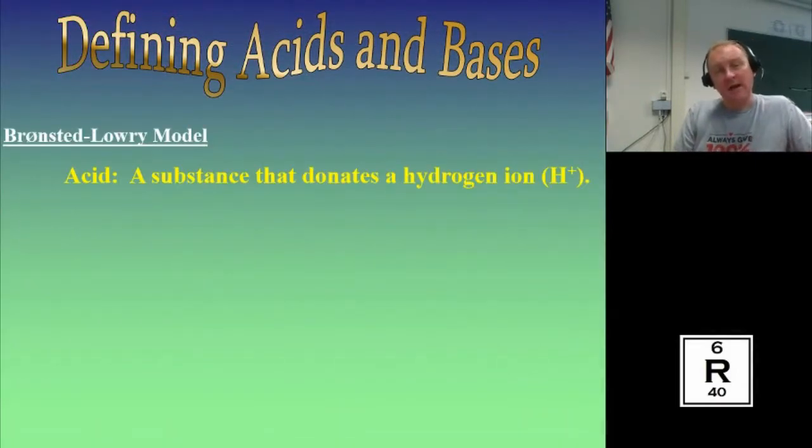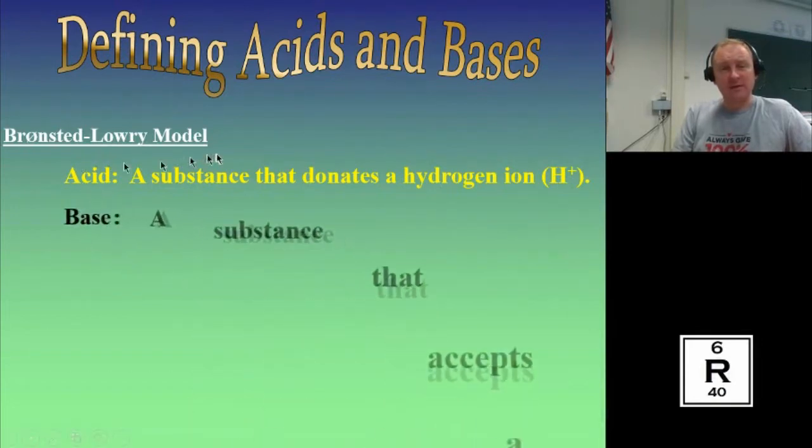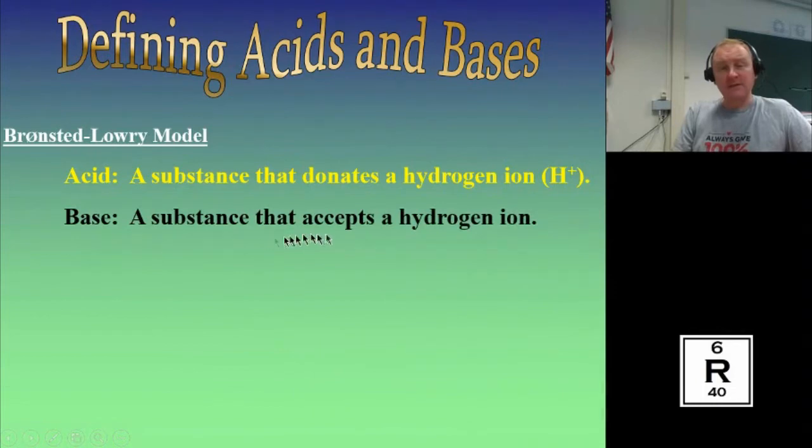Okay, let's talk now about the Bronsted-Lowry model. The Bronsted-Lowry model starts off very much similar to the Arrhenius model in that an acid is a substance that donates hydrogen ions. Okay, that's the same definition. That makes it an acid. So it's not changing anything. But if you notice the definition of a base with the Bronsted-Lowry model, a base is a substance that accepts a hydrogen ion. There's no mention of hydroxide here. A base is a substance that accepts a hydrogen ion. So in the Bronsted-Lowry model, you do not have any mention of hydroxide.